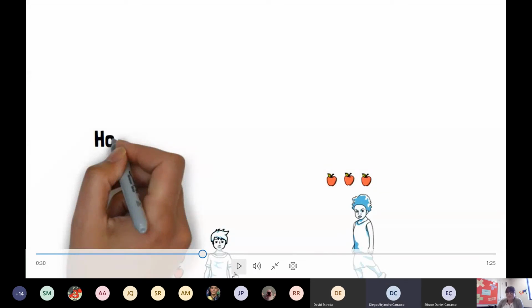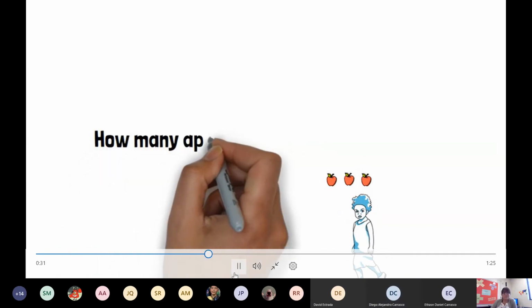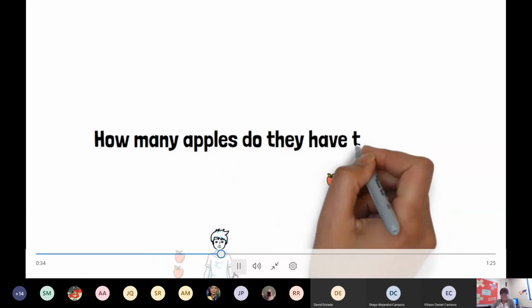Okay, so we know how to count. So how do we know they have seven apples? Because it showed us in the video. Because it's on the video and they're the same. So now look at the next scenario.